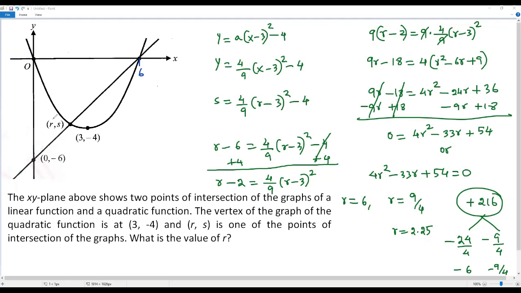Okay, now let me consider the point r comma s over here. R is the x coordinate, so corresponding to this point, the value on the x-axis over here must be r. Okay, so what value do we have to consider for r? 6 or 2.25? Already we know that 6 is over here. Then this value 2.25 should be over here. So therefore the value of r is 2.25, or it can be written as a fraction, that is 9/4.